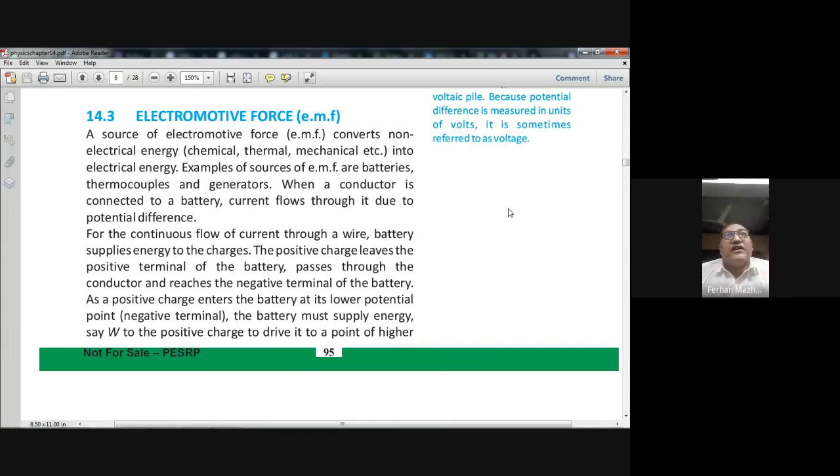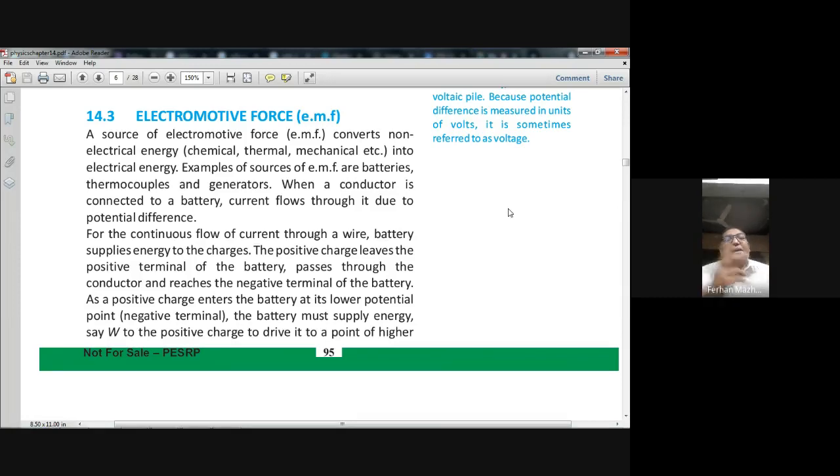Electromotive force, we normally call it EMF. EMF is the potential difference between the terminals of a battery. You see, the battery has a positive terminal and a negative terminal, and if you take a voltmeter, you remember that the voltmeter is used to measure the potential difference. The potential difference between the positive terminal of the battery and the negative terminal of the battery, that is called the electromotive force.